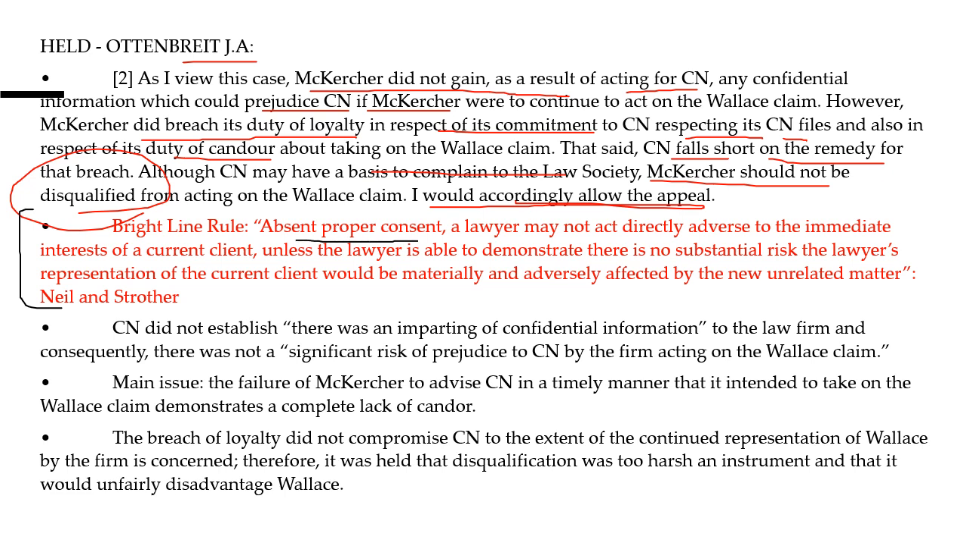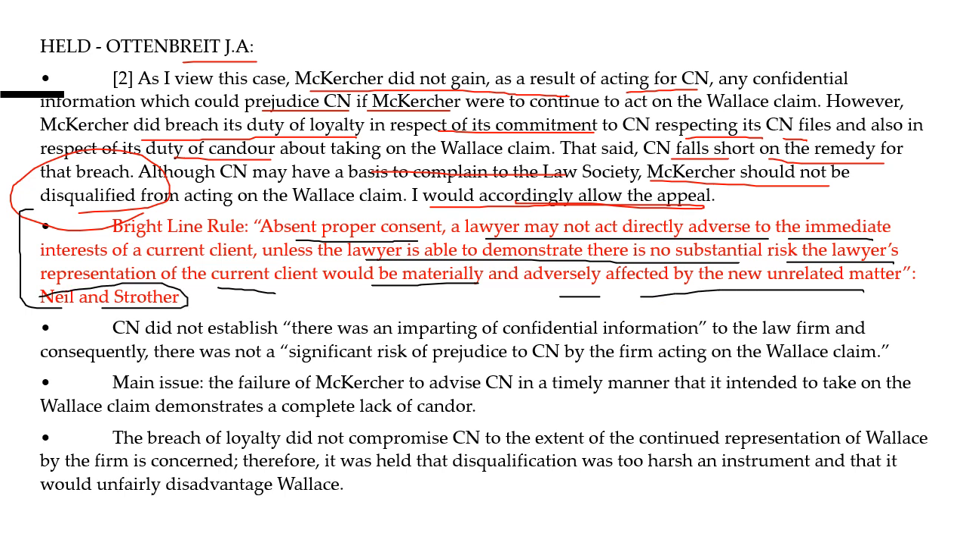The bright line rule again was highlighted here. Absent proper consent, a lawyer may not act directly adverse to the immediate interest of a current client unless the lawyer is able to demonstrate there is no substantial risk that the lawyer's representation of the client would be materially adversely affected by new unrelated matters. So this happened in Neil versus Strother. This was used.